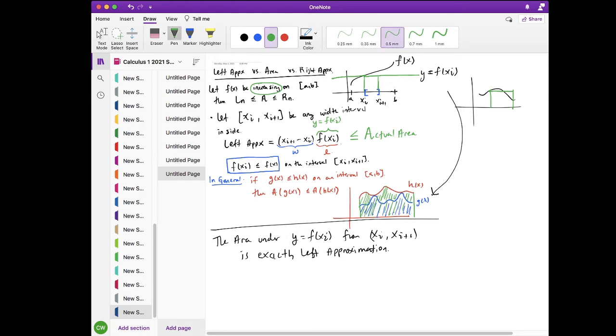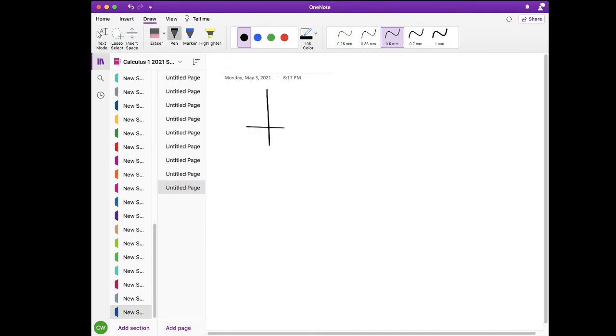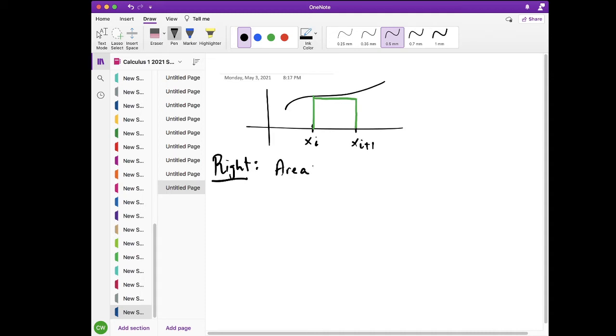Okay, cool. So now let's see it from the right. We just established that the left approximation on an increasing interval is always underneath the curve. Now let's do right. So what is the area of your right approximation? So you have w, and then what's your length?